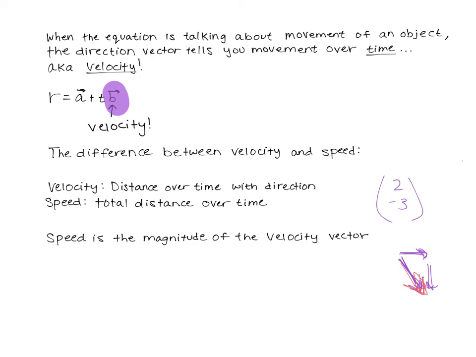So now my whole screen looks like a mess. But speed is your total distance over your time, whereas your velocity is talking specifically about your distance with your direction. So in order to calculate speed, you're just going to calculate the magnitude of your velocity vector.